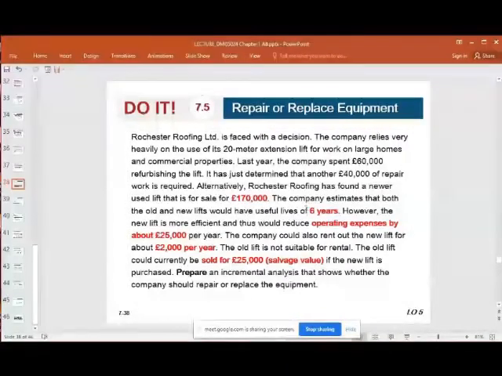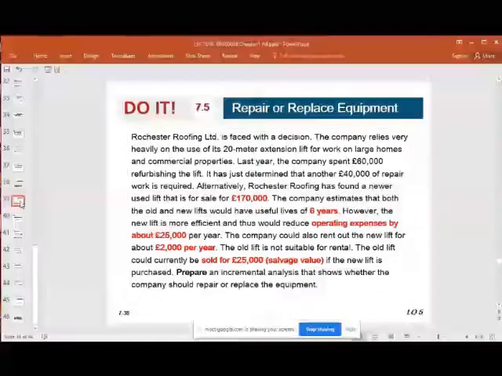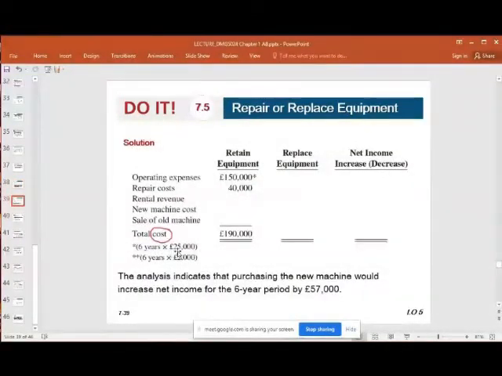And then you have 6 years. So that's why they put 6 years times 25,000, which is 150,000. So this is what you need to pay extra. But if you replace your equipment, you don't need to pay this 25,000 extra. So here will be 0, because you don't need to pay anything extra.